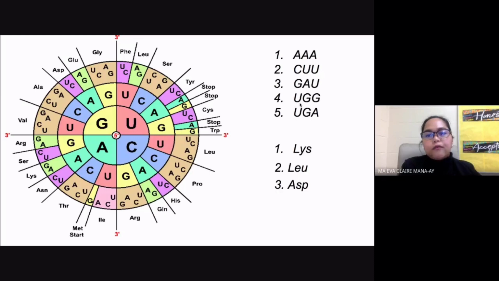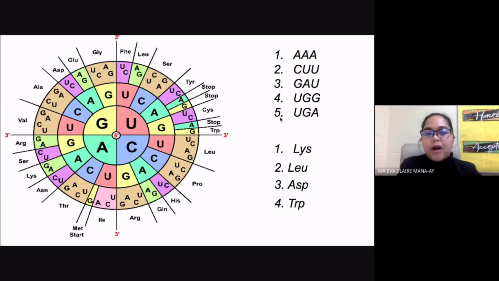What about number 4, UGG? What's UGG? Zaria said TRP. Adriana says the same thing. Donovan, the same thing. So again, number 4, that's UGG. So that's TRP. That's correct. That's your tryptophan, another type of your amino acid.